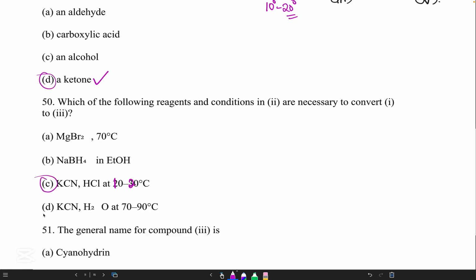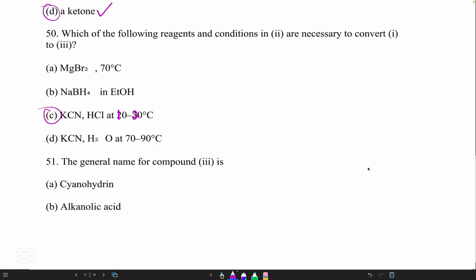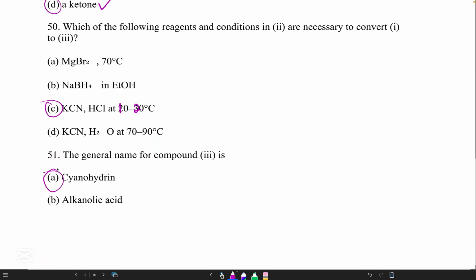The general name for this compound 3 is a cyanohydrin. Cyanohydrin. It's a cyanohydrin, which is option A. Is that okay? A cyanohydrin. Okay.